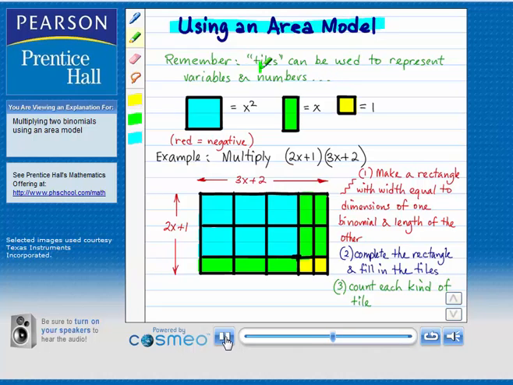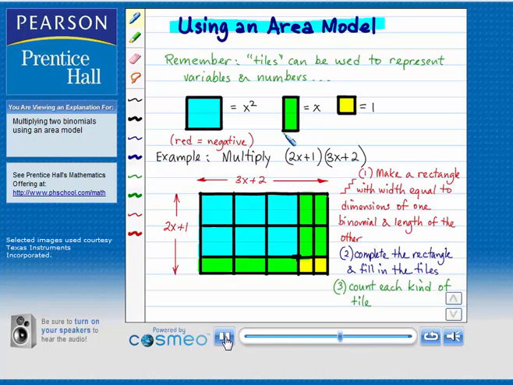Okay, now remember, tiles can be used to represent variables and numbers. In general, we use a large square filled in blue to represent x squared. And you'll learn, of course, that if you want to have a negative x squared, you'll make the tile red, and red will represent negative with each of the various tiles that we'll use.